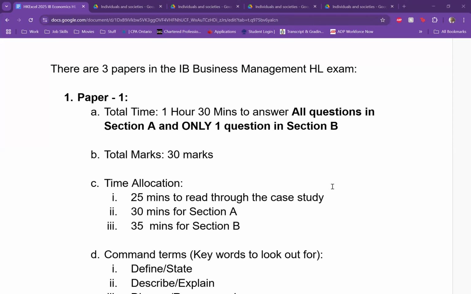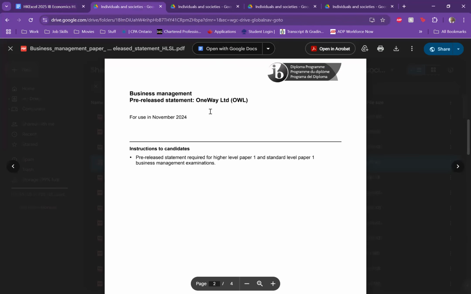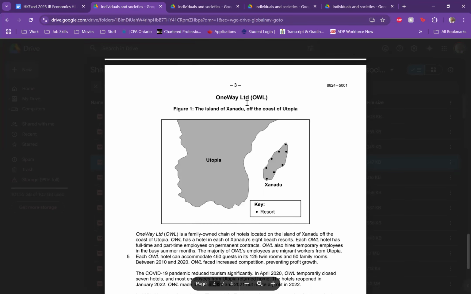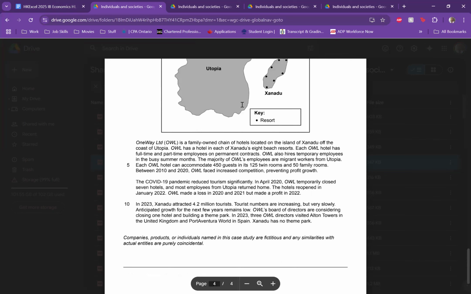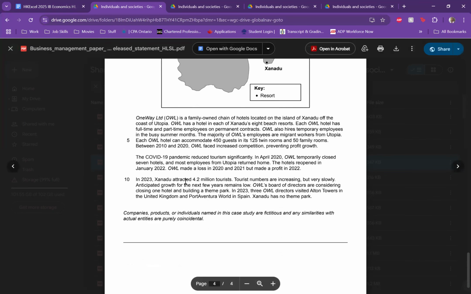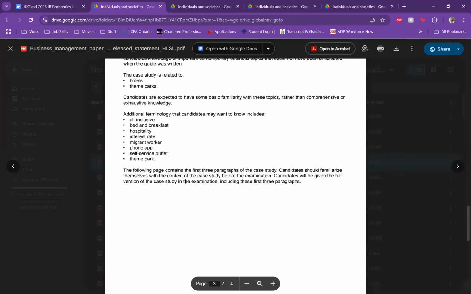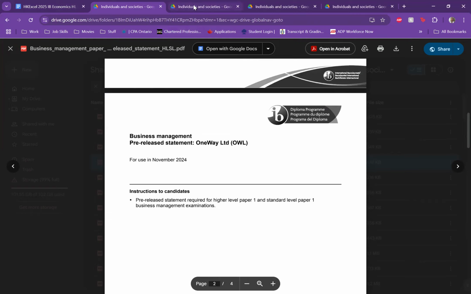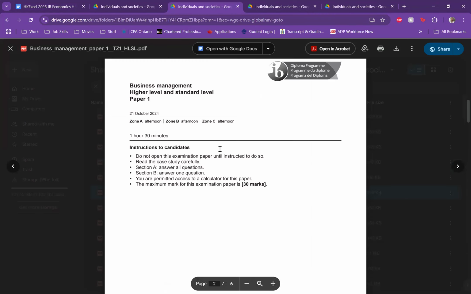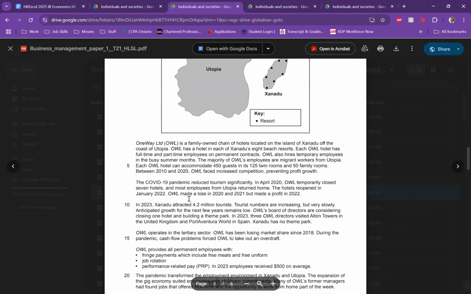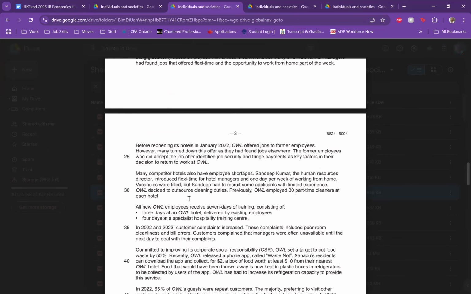First with paper 1, this is actually a case study based question paper. So the IB will actually provide this pre-release statement, which is essentially just the first page of the case study. So in this case, we have one-way limited, and we have about 10 lines of content. And this is all that they will provide in the pre-release statement. The actual paper itself is going to show you the entire case study. So here we can see the same one is actually not just 10 lines, but 1, 2, and 3 pages long.